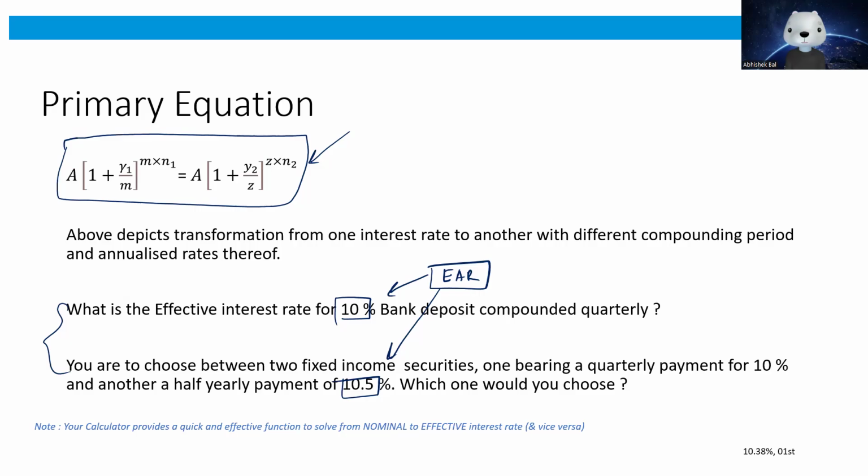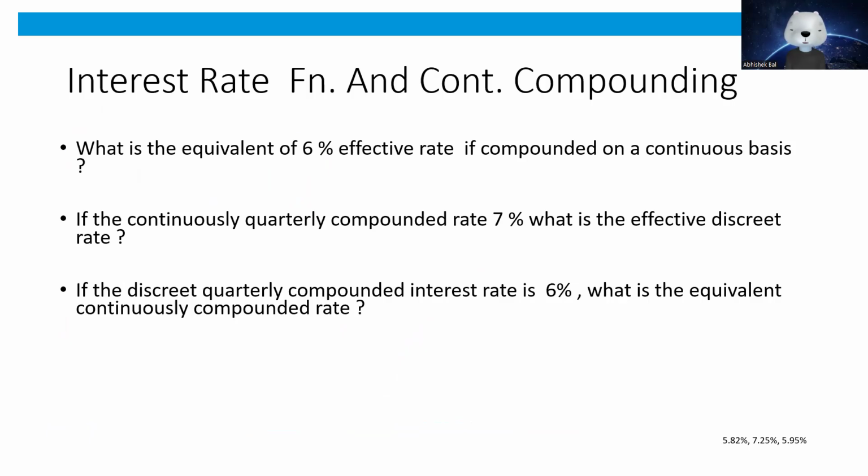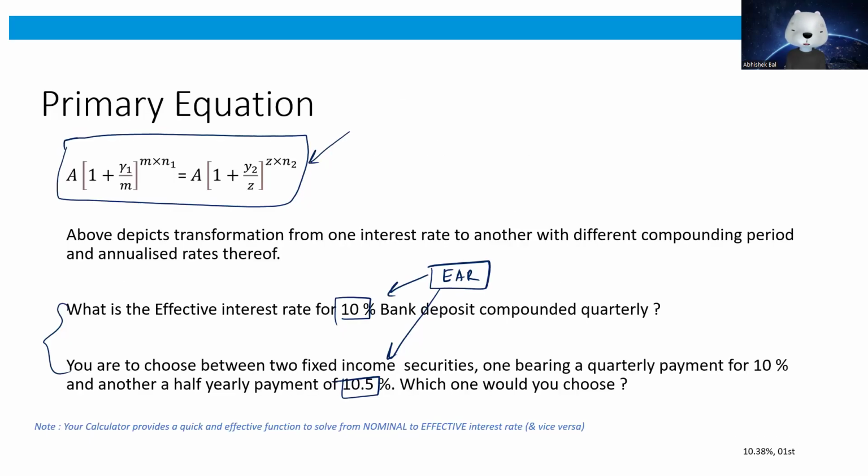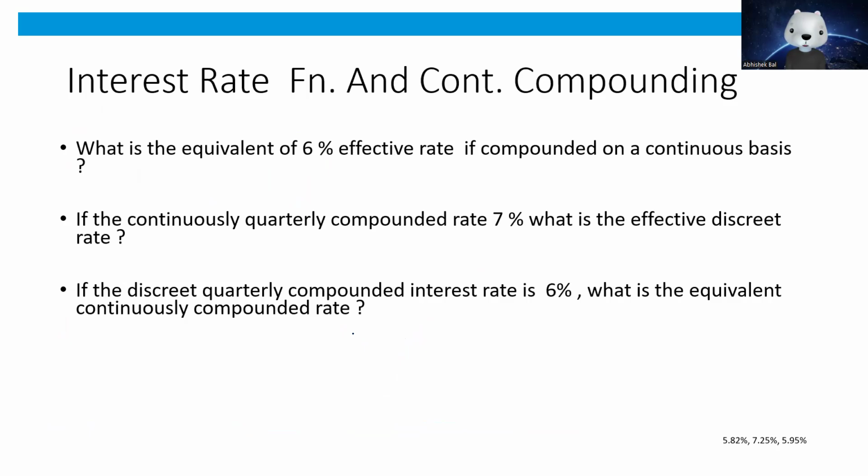You would already know how to calculate the effective interest rate, right? So I want to now, these interest rates that we talked about so far, they were discrete interest rates in nature. We also did fleetingly mention the continuous compounding interest rate, and between the continuous compounding interest rate and discrete compounding interest rate, there is a certain relationship.